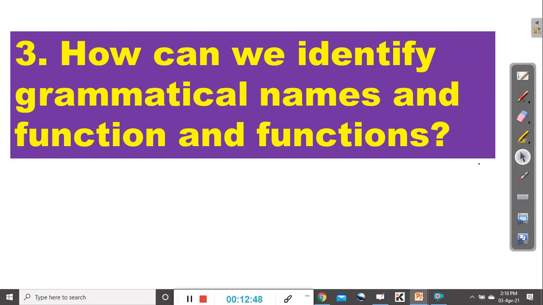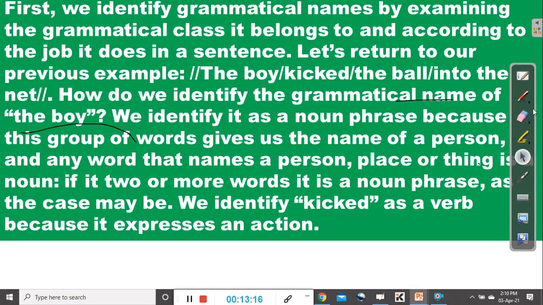All right, and functions. So this is actually a typo here. Let's cancel this too. How can we identify grammatical names and functions? That is exactly this item. All right, so now let's look at how we can do it. Let's wipe these marks here, so we should be able to do justice to this.